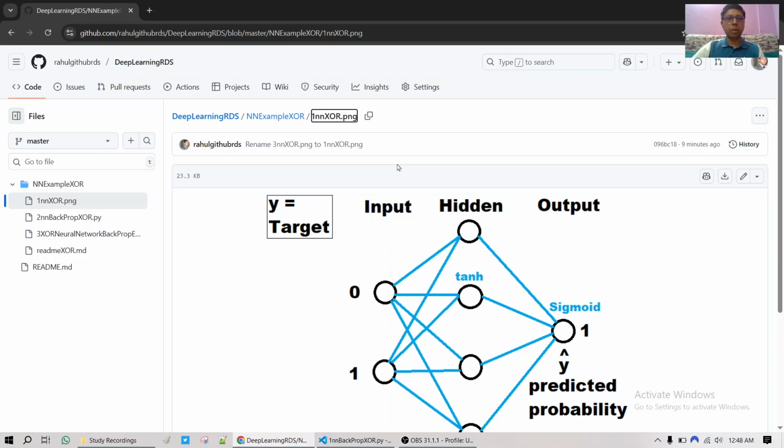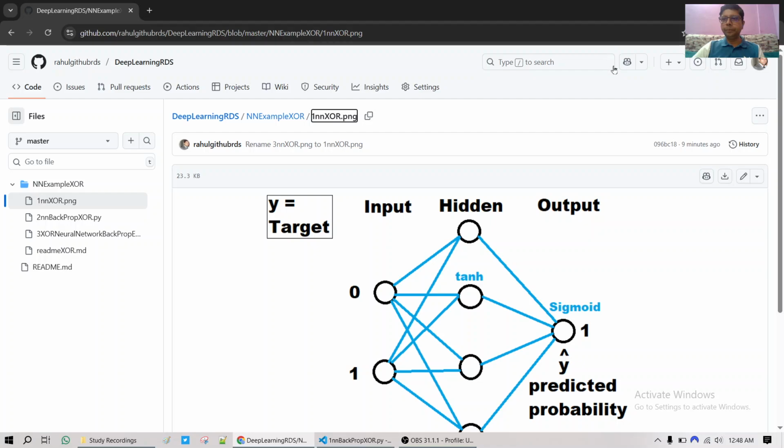And today we are going to discuss one of the problem statements with the XOR concept with neural network with backward propagation. I hope it will be easy for you to understand, and we will look at a simple example about neural networks. Okay, let's start with the example.